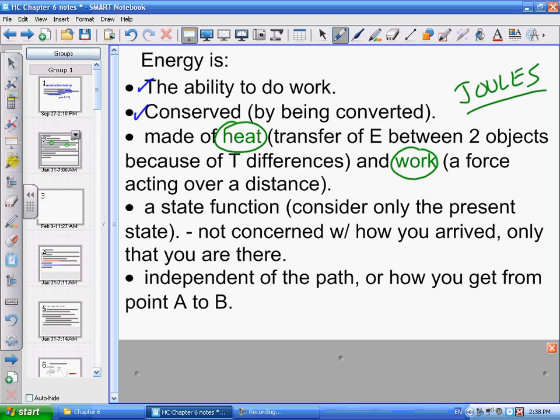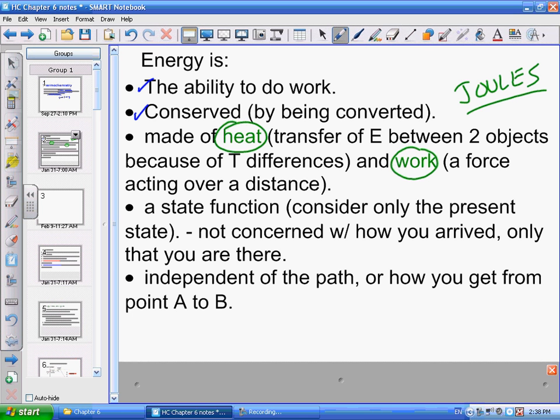Energy is also a state function, which means that you're not concerned with how you arrived at someplace, only that you're there. In other words, the path of how to get somewhere is completely irrelevant. For example, if we were going from here to California, some of us walked, some of us flew and had 3 layovers, some of us took a train. It doesn't matter how you get there, only that in a matter of a couple days, however long it takes, we're all in California. It's completely irrelevant how you got there, only the fact that you're there. That's what a state function is. We took a look at state functions when we talked about Pivnert.